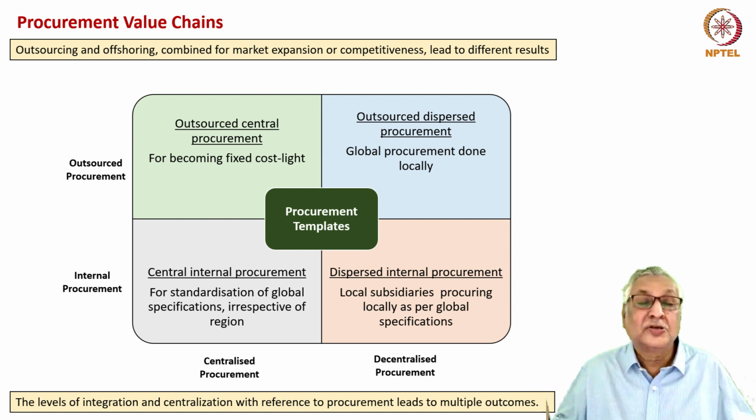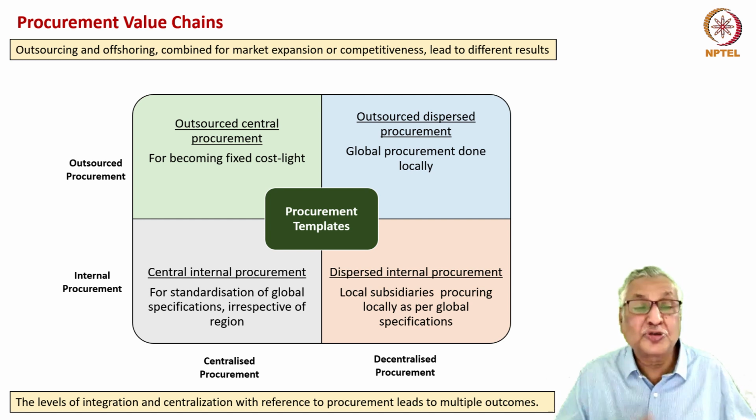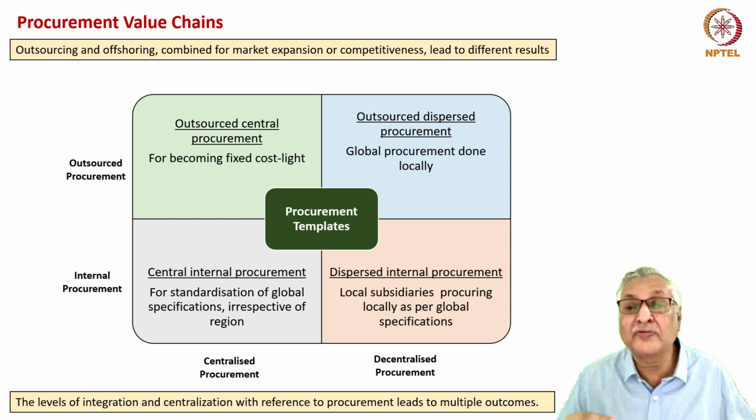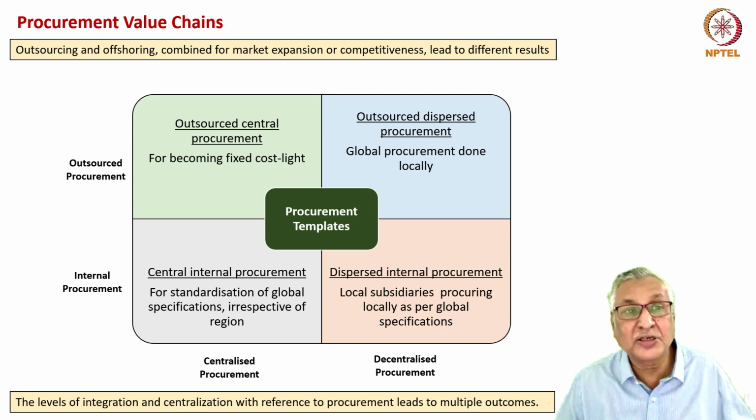because they know that everything is looked at in a dollar term. Suppose you have centralized procurement and outsourced procurement, that is, you trust one company to do the procurement for all of your requirements, but that company is only one company which is tied to you. Then you have outsourced central procurement, and that enables the company to become fixed cost light. And if you have decentralized procurement and that also you have outsourced, then you are having the ultimate lightness in procurement, which is outsourced dispersed procurement, where global procurement is done locally under your control, but actually is not a part of your company. The levels of integration and centralization with reference to procurement lead to multiple outcomes, as we have seen here.